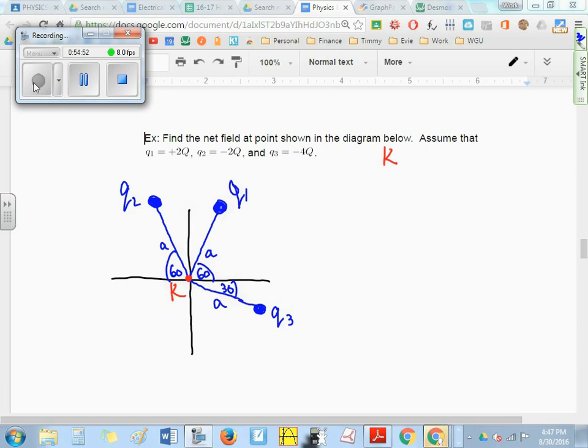There's nothing at K, folks. There's no charges at K. We're not doing forces here. We're just trying to see what kind of fields exist at K. We're going to pretend it's like a free body situation, okay?